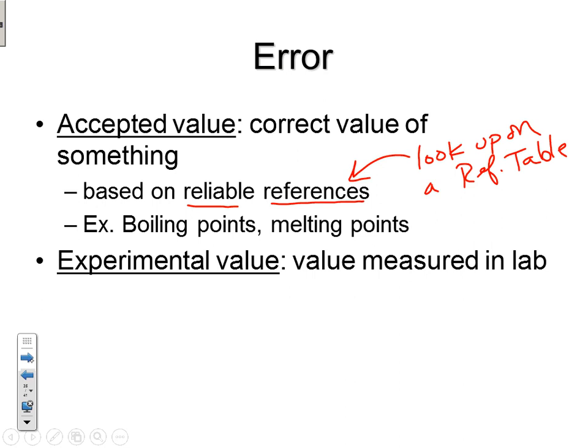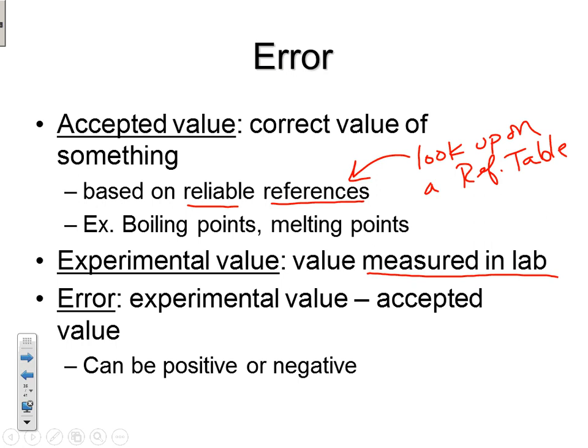An experimental value is obviously not an accepted value. It's a value that is measured in a lab. So if we were doing an experiment and you worked out, let's say, the boiling point of water, maybe your numbers tell you that the boiling point of water is, I don't know, 102 degrees Celsius. Well, that's not the accepted value, that's your experimental value. Error is quite simply the difference between your experimental value and your accepted value. What is the difference between the real thing and what you measured in the lab?